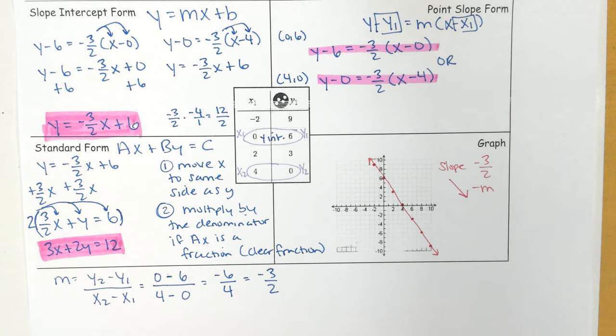So that concludes our second Frayer model when given a table, writing all forms when given a table.